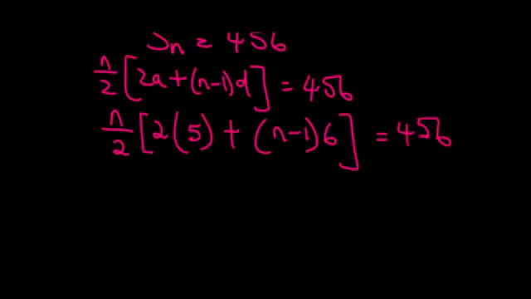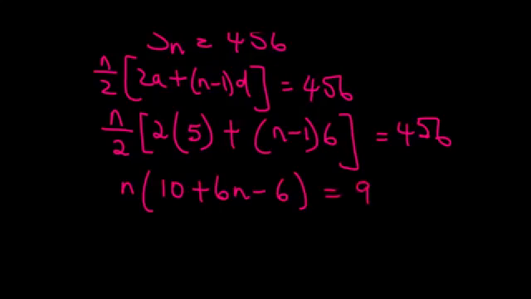So, if I'm multiplying n in here, I'm going to get a quadratic. So I'm going to get a lovely quadratic equation over here. I'm going to double it over there. n into 10 plus 6n minus 6 is equal to 912. It's double 456. 10, 11, carry 1, yeah.